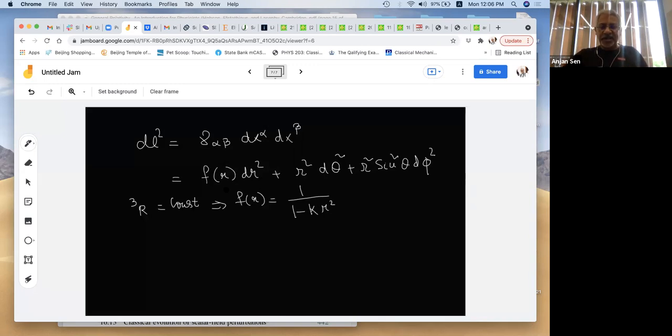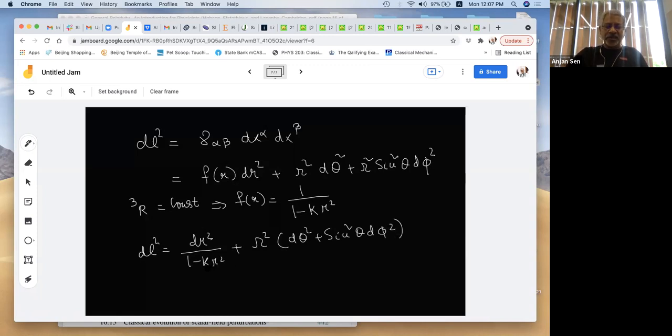But the idea is that I have this metric, which is an isotropic metric, and I know that this is a maximally symmetric space. That means the 3-space Riemann curvature has to be constant. So I calculate the 3-Riemann curvature from this, which will be a function of f and its derivative. Then I make it a constant, and from there I calculate f(r), and it comes out to be this. So the metric I now have is dr² over 1 minus kr², plus r² (dθ² plus sin²θ dφ²).